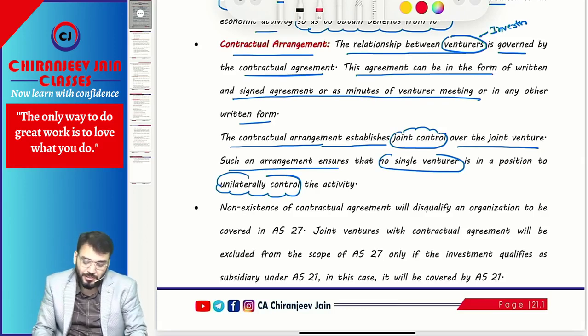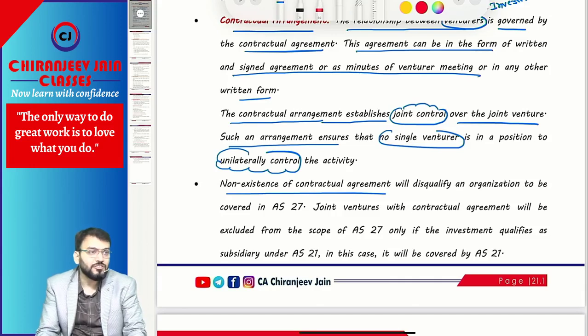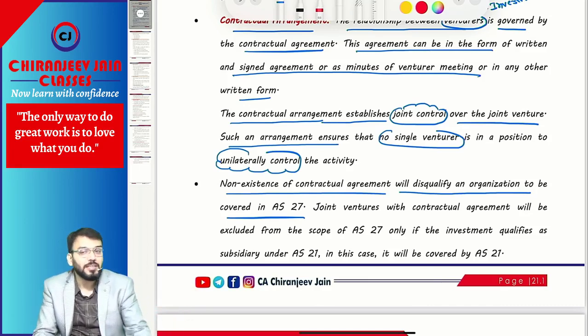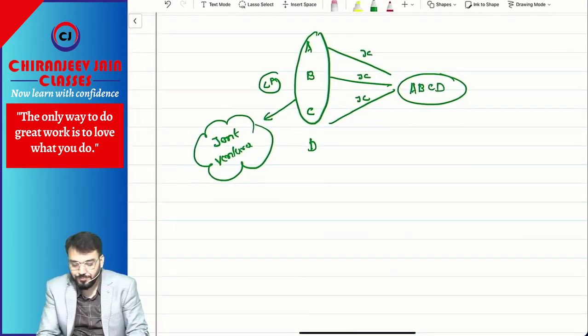Understood this much? Means, can I say non-existence of a contractual agreement will disqualify an organization from being covered under AS27? So if there is no contractual agreement, AS27 is not applicable. Correct? Understood. Now just try to understand what I am saying.